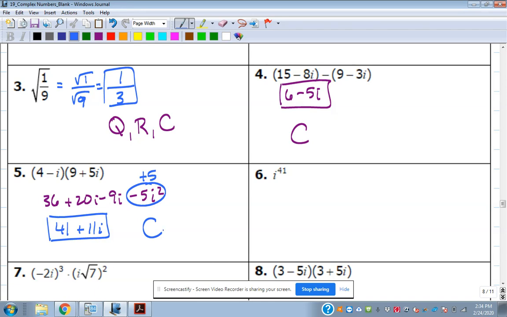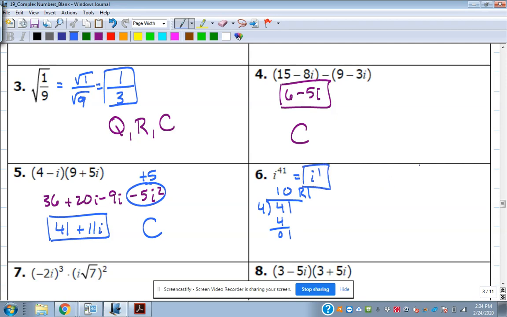I to the 41st power. So this takes us back to what we did Friday. Remember how we simplified that? How do we do that? Divide 41 by 4. Goes one time. Bring down the 1. Doesn't go any. Got a remainder of 1. Remainder of 1 means that it's the same thing as I to the first power. Whatever that remainder is, remember, is the new exponent. That was the trick.